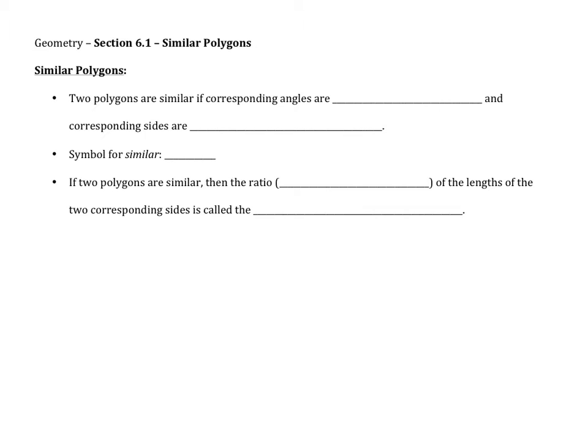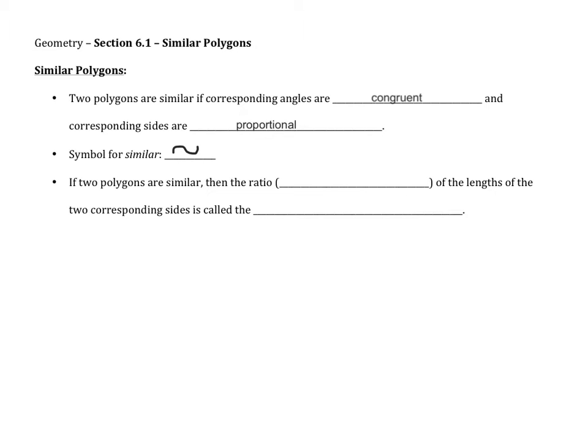So to start, two polygons are similar if corresponding angles are congruent and corresponding sides are proportional. So again, the angles are congruent, but the sides are proportional. The symbol for similar is just a little squiggly line like that. It's kind of like the line on top of a congruent symbol.